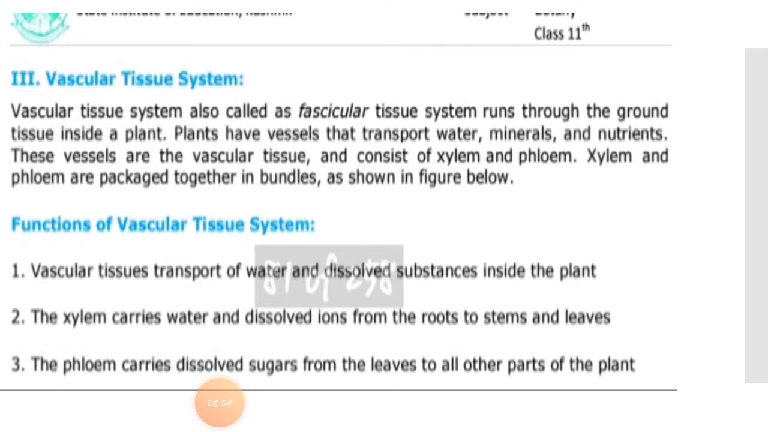The vessels are also vascular tissues, and they consist of xylem and phloem. Xylem and phloem are packaged together in bundles as shown, in the case of this vascular tissue system.